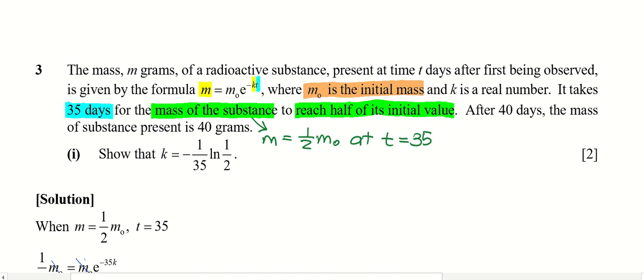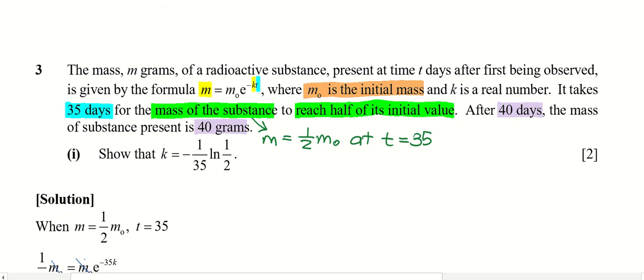Okay, I need all these three. Do I have the three pieces of information? In particular, m stands for the mass at time t. Can you see I have this information? After 40 days, my mass is 40 gram. So therefore, I have m equals 40, t equals 40.